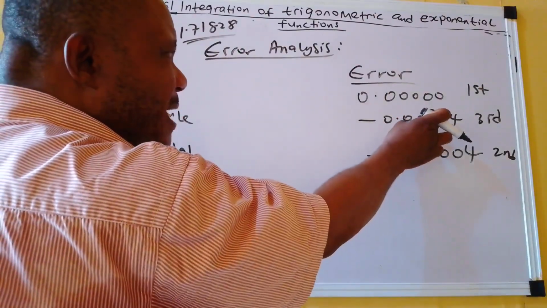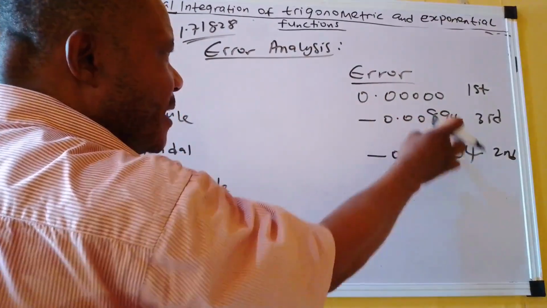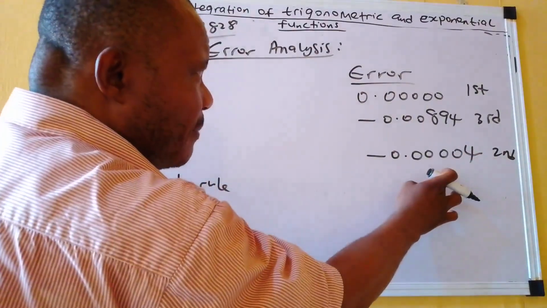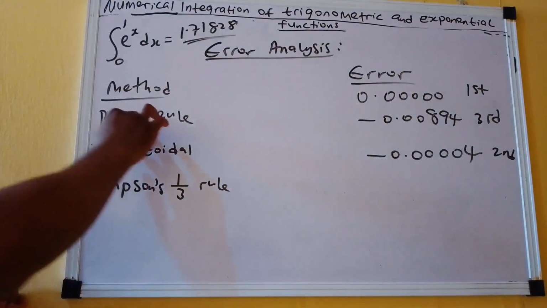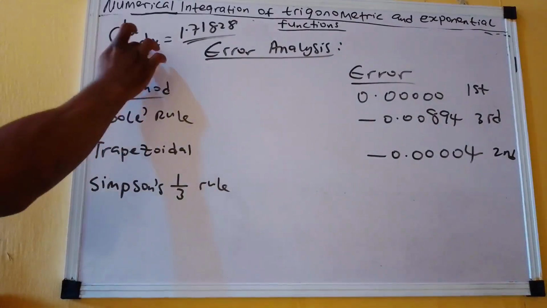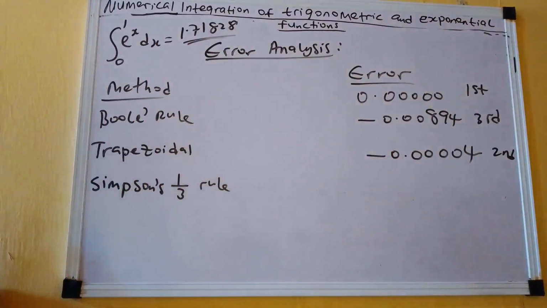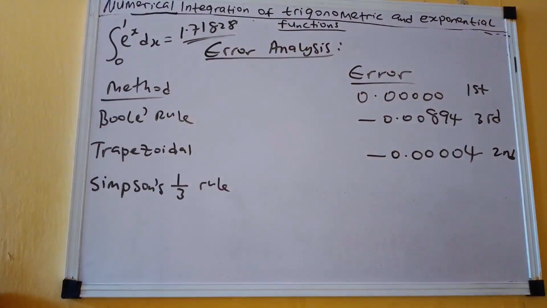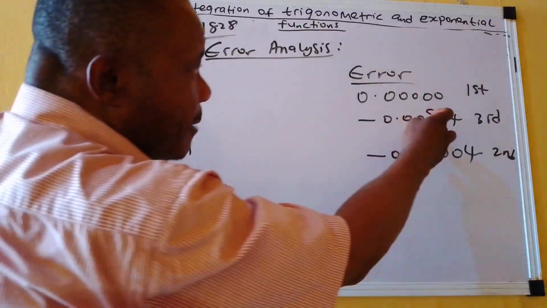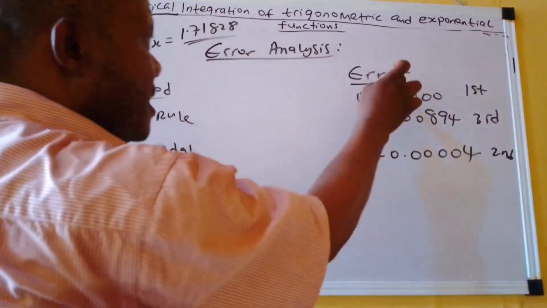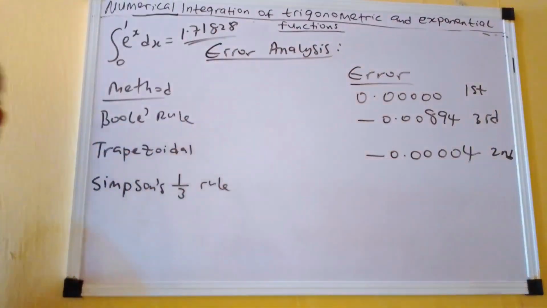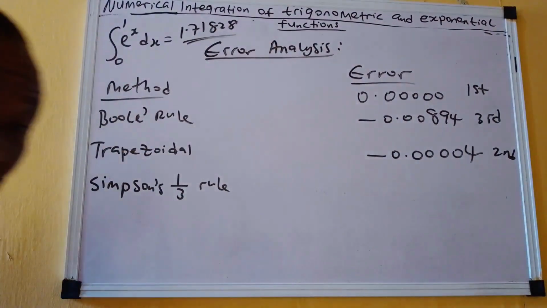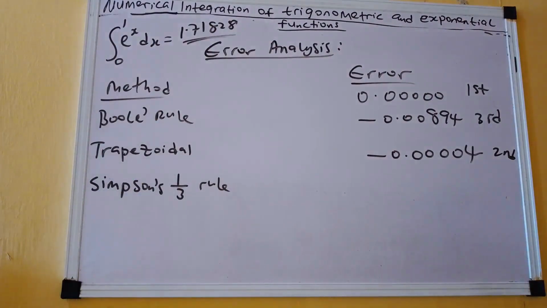Then this one has up to 2 decimal places. You cannot say it is better than this one that has up to 4 decimal places, and we consider error up to 5 decimal places. So the Boole's rule is the best for this particular problem, followed by the Simpson's 1/3 rule, then followed by the trapezoidal rule. The Boole's rule has it to 5 decimal places, the Simpson's 1/3 rule up to 4 decimal places, while the trapezoidal rule has it up to 2 decimal places.